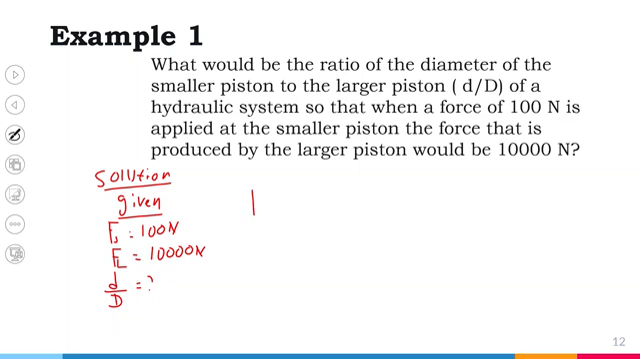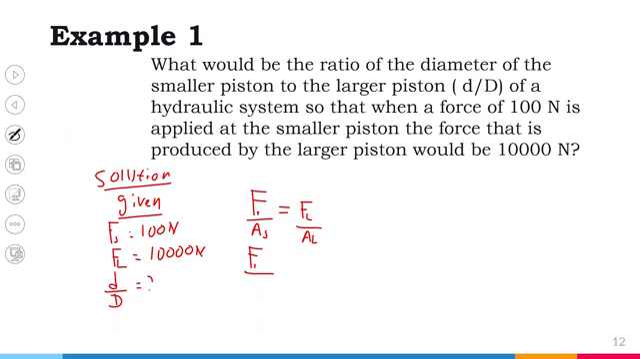Pascal principle said that the pressure change, which means F small over area of small, is equal to F at the larger piston over the area of the larger piston. Since it is a cylinder, the cross-sectional area is pi r square, which means pi d square over 4, because the radius is half of the diameter.